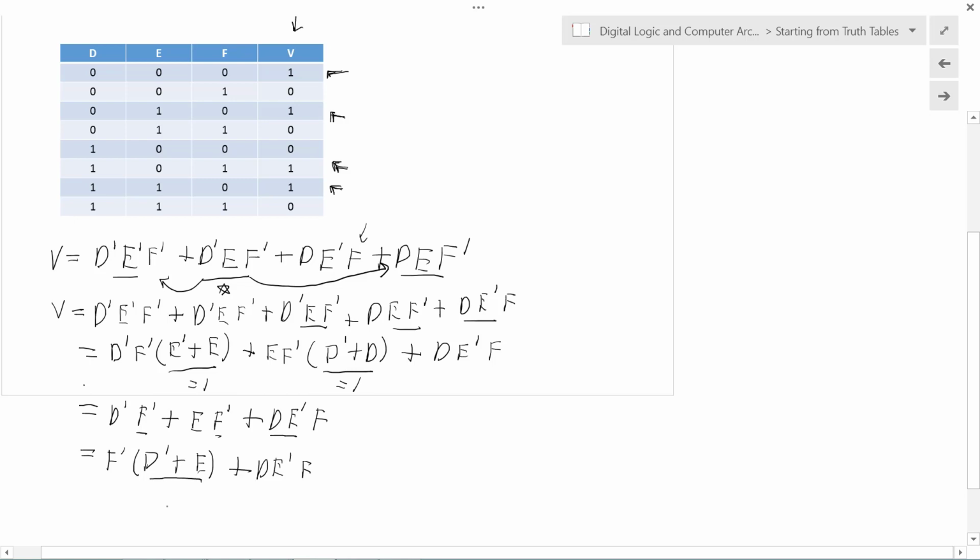So let's do some gymnastics here. We can apply De Morgan's law to this term. So let's do that. We will factor out the inversion, so to say. So we have F ORed with D ANDed with E prime, all primed. And then we will OR that with D, E prime, F. Now, how did we take this? How did we do this? Let's check our work.